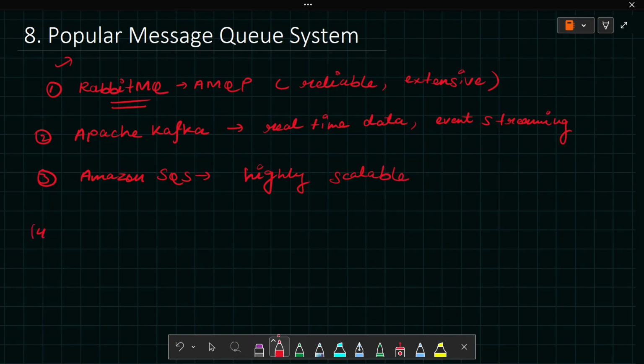The fourth one is Google Cloud Pub/Sub. How does it actually work? It is a fully managed message queue service offered by Google Cloud. It is designed for real-time analytics and event-driven applications. So we are able to do real-time analytics and monitoring.